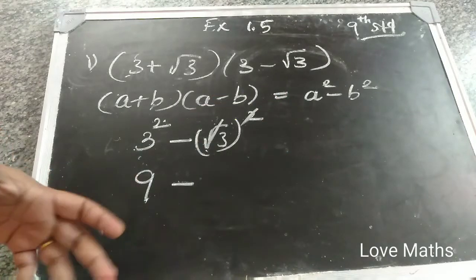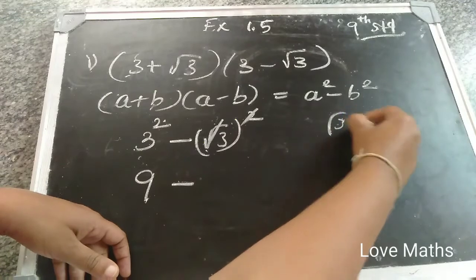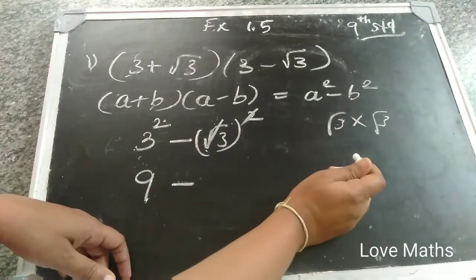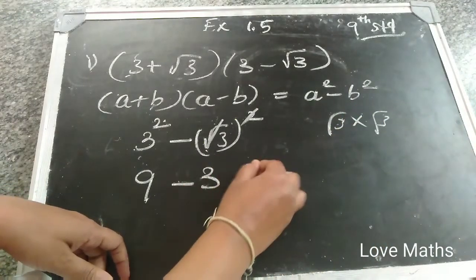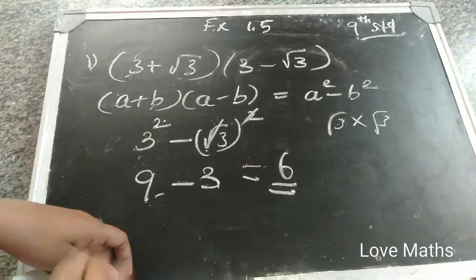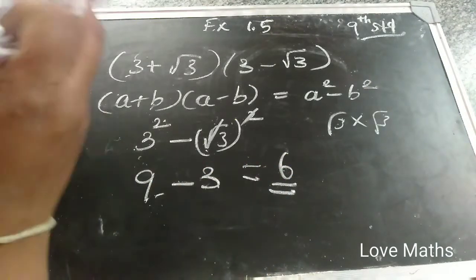Root 3 square means what? Root 3 into root 3. So root 3 into root 3 means 3 only. So 9 minus 3 is 6. This is the final answer. Okay, so the next sum.